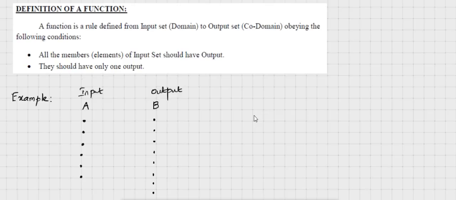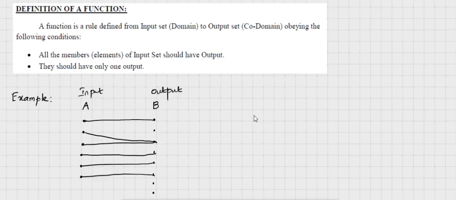The conditions are: all the members of the input set, these 6 elements, should have an output. Of course, they should have one and only one output. That is, one element cannot have 2 outputs. This can map to this, and this can map to this, and this can map to this, like this.